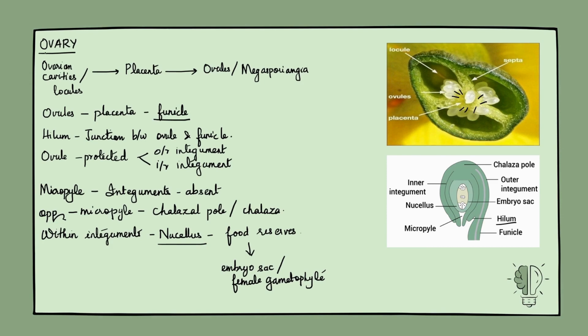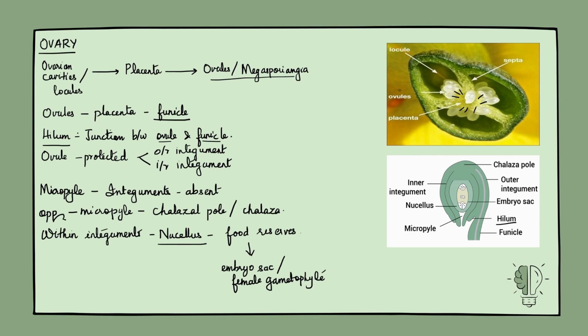Alright, so we've learned that within the ovary there are ovarian cavities or locules within which there is a region called placenta that give rise to ovules or megasporangia. Now these ovules are attached to the placenta with the help of a stalk that is called funicle. And the junction between the ovule and funicle is called hilum.